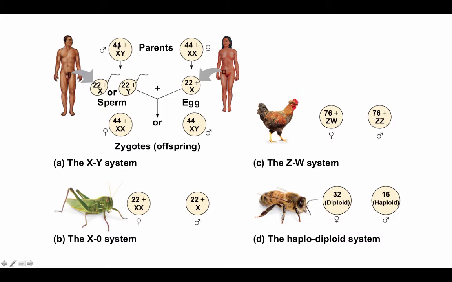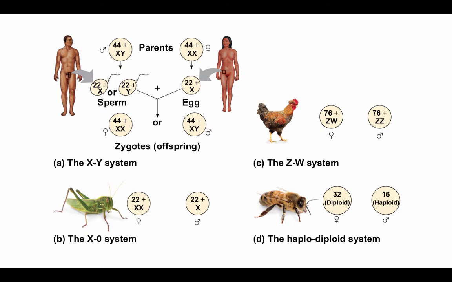Males have 44 autosomes plus X and Y. Females have 44 autosomes plus X and X. So all of the eggs that a female produces have X chromosomes in them. Of the sperm that males produce, about half have X and half have Y. And then the zygotes, the offspring, will always get an X chromosome from their mother and a 50% chance of getting X or Y from the father.